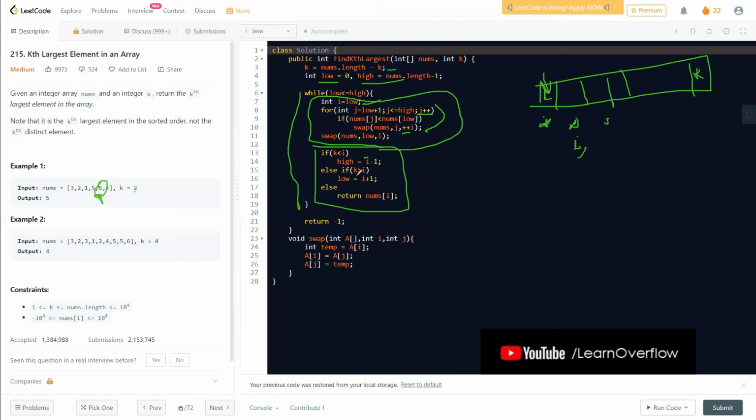And if k is greater than I, that means we should check on the right-hand side of the array. So we just make our low move to I plus one. That was what I was explaining exactly. And in case we find that k is equal to I, not less, not greater, but rather k is equal to I, then we know that this is the particular element we are searching for. So we found our element, and that should be returned.